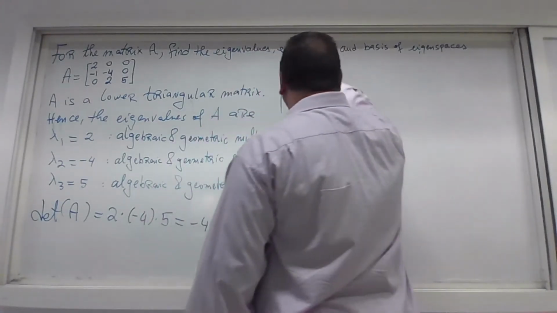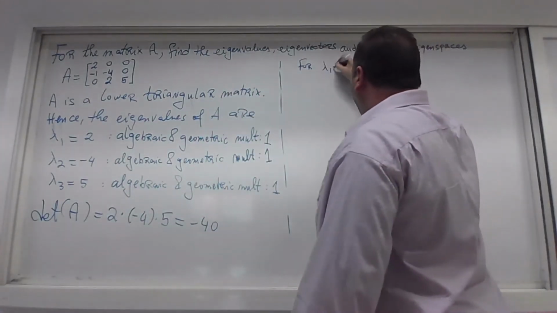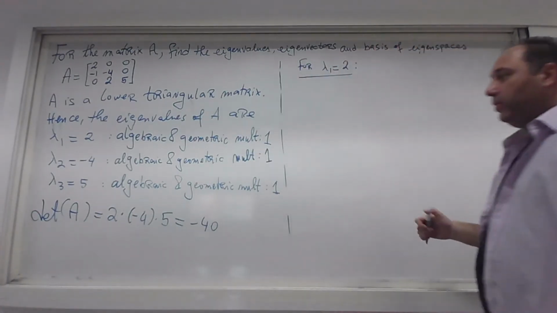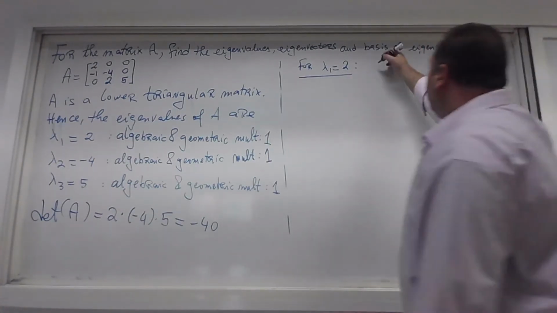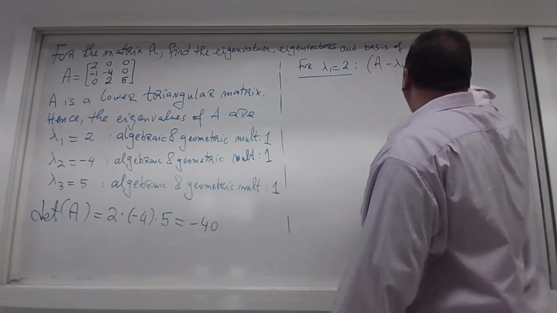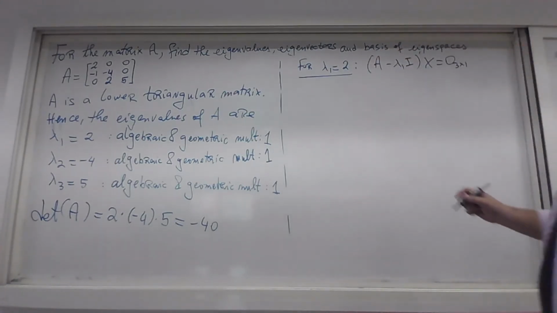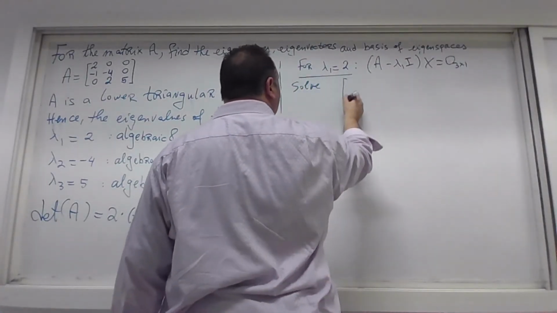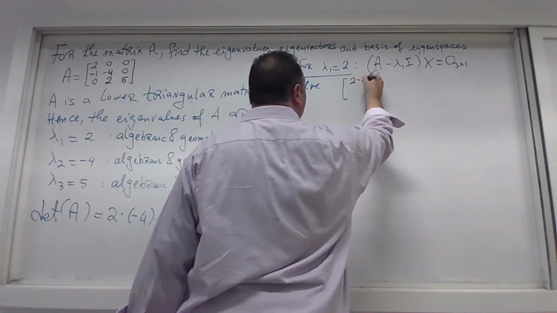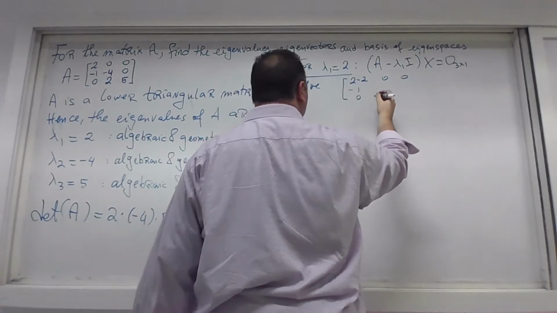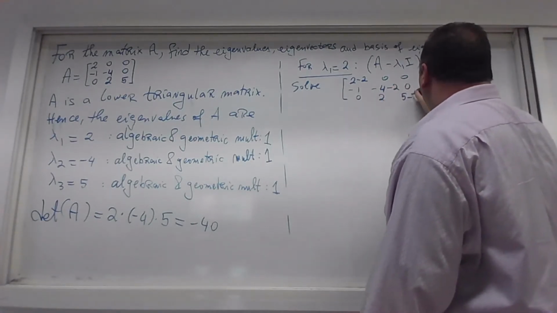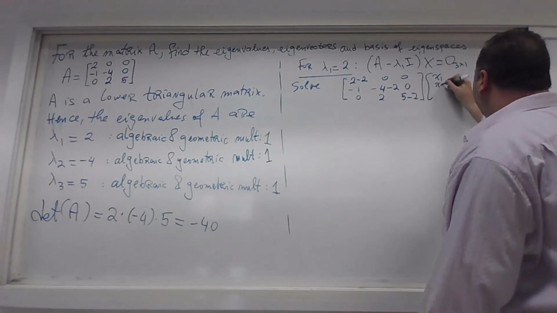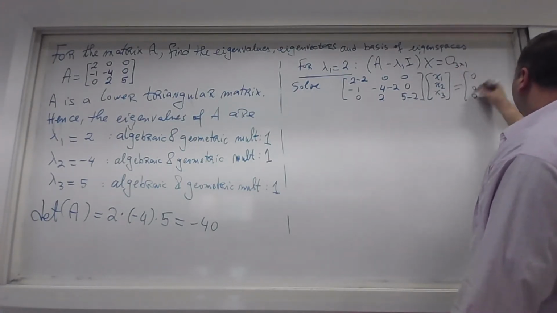Okay, let's find the eigenvectors associated with these eigenvalues and also find the basis for the eigenspace. So the basis of each eigenspace will have only one vector in there because they are one-dimensional eigenspaces. So for lambda 1, I need to solve (A minus lambda 1 I) x equal to 0, 3 by 1. So solve. So 2 minus 2, 0, 0, and then negative 1, 0. Negative 4 minus 2, 0 here. 2, 5 minus 2. Times x1, x2, x3 equal to the vector 0, 0, 0.